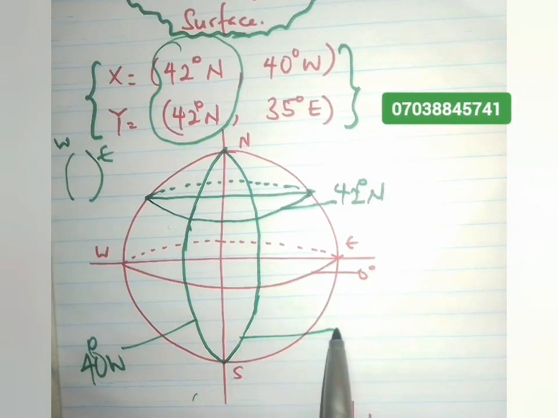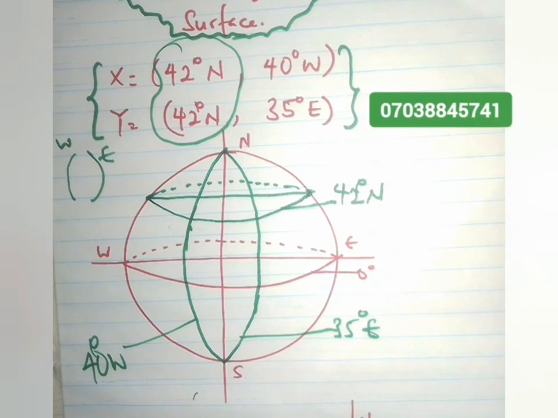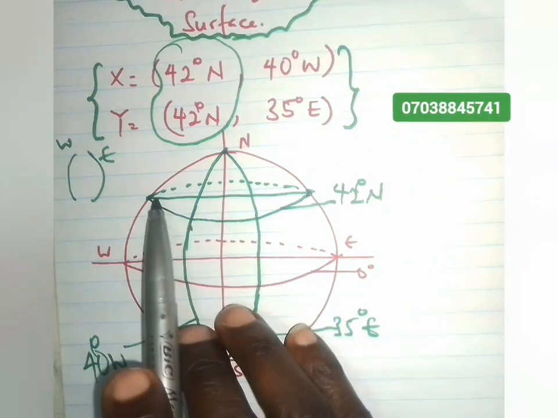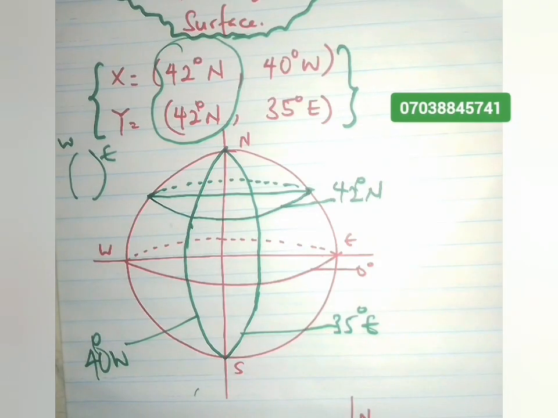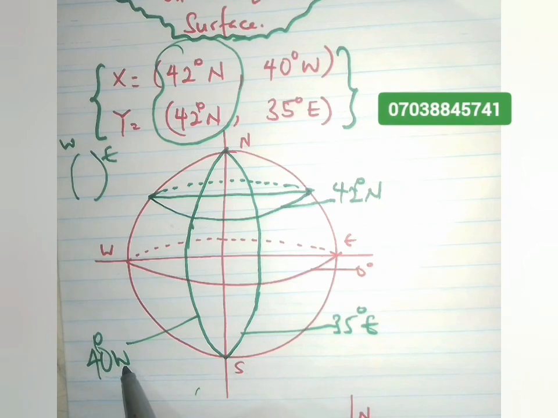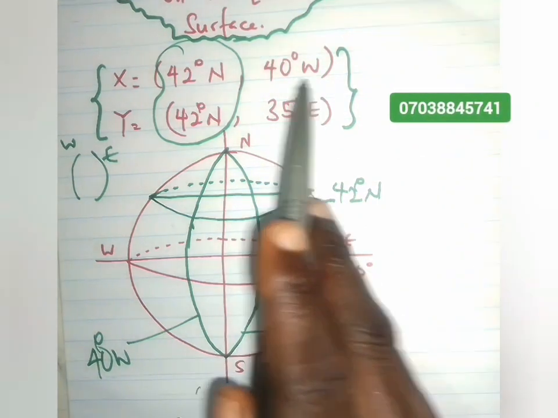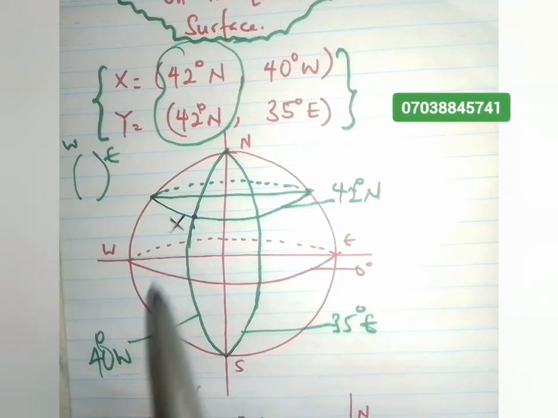Then you label it. This is what it's going to look like. It is where both of them have this part in common. They have this latitude in common. So where they meet at that point is where the points are. This 40 degree is for x. You can see it here. So this part here will be point x.